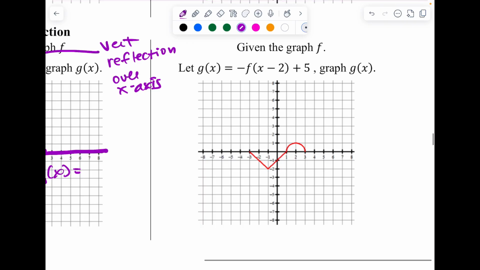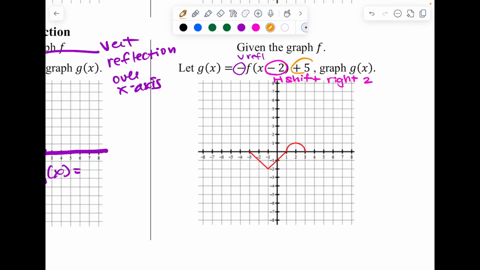All right, let's put it all together. So a couple things. Remember, we see a vertical reflection across the x-axis. We have a horizontal shift to the right, because it's the opposite of what it seems, by 2. And this is a vertical shift because it's being added, and it's going up 5. So we're going to do all of these. We're going to flip it first. So I know I'm going to flip this upside down first.